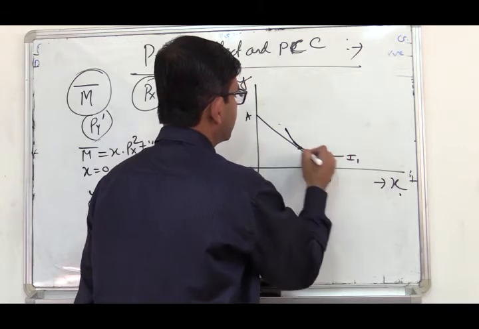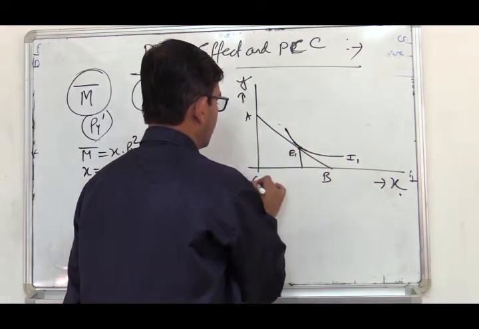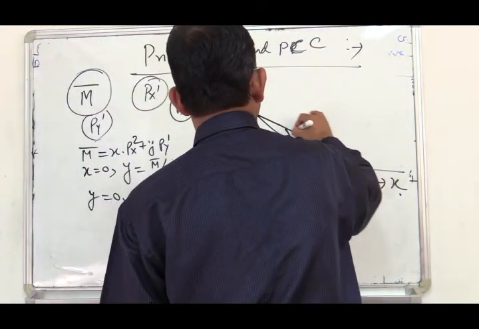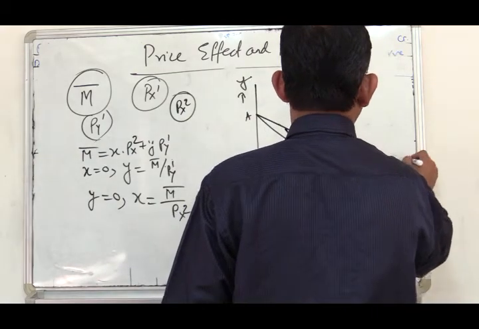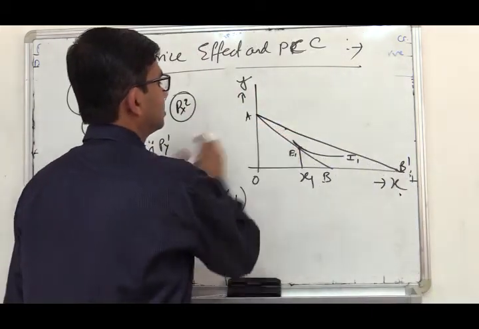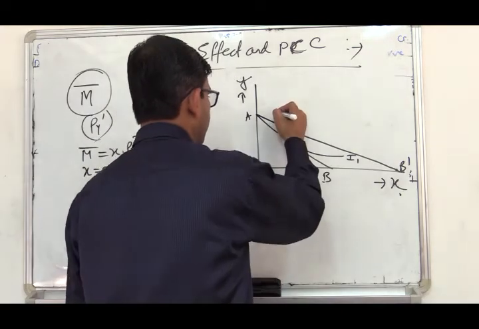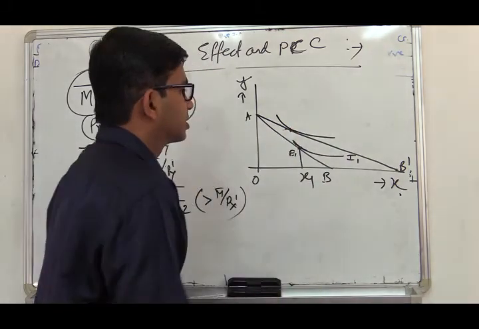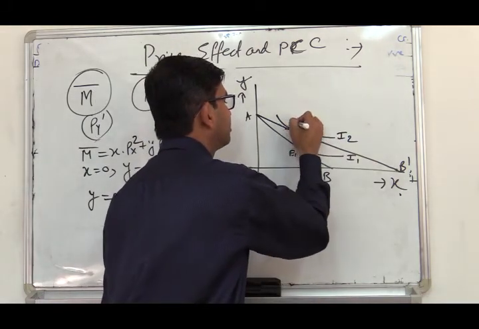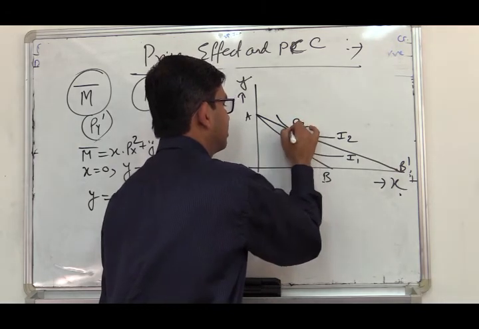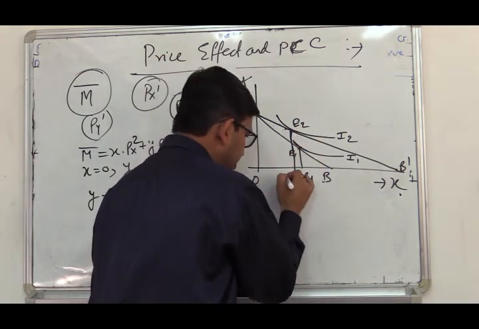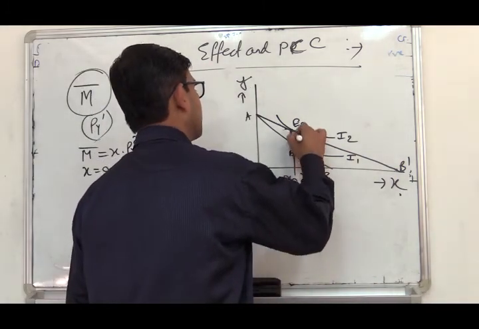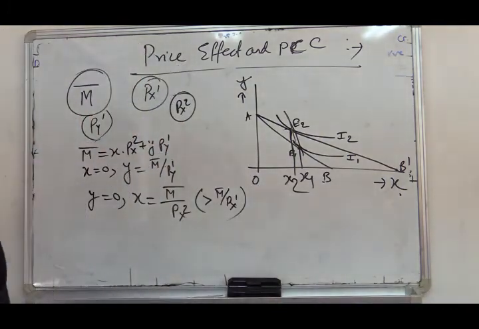On I1, E1 is the equilibrium, and OX1 is the consumption of X. Now there is a decline in the price of X and we get the new budget line AB dash, and a new equilibrium point. On the higher indifference curve I2, we get equilibrium point E2. But what do we see here? The consumption of X declines, so the price consumption curve will move from right to left.